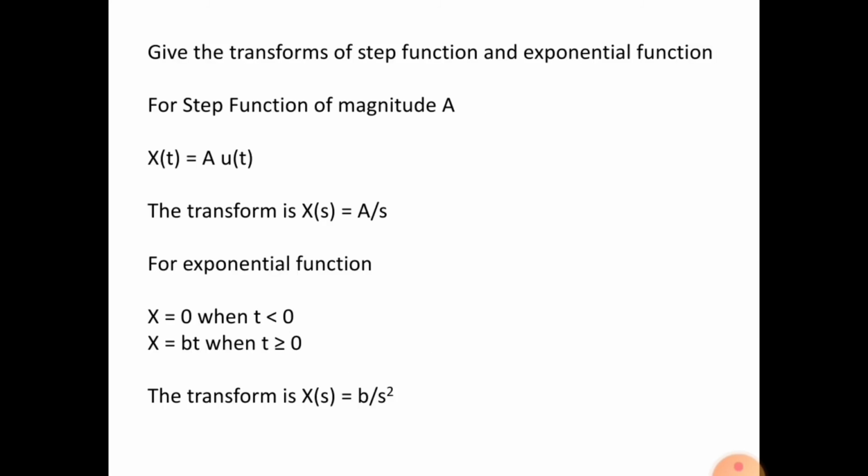Give the transform of the step function and the exponential function. For a step function of magnitude a, the input function is x of t equals a into u of t. The transform is X of s equals a by s. This is the step input. For the exponential function, x equals 0 when t is less than 0, and x equals bt when t is greater than 0. The transform is X of s equals b divided by s square.